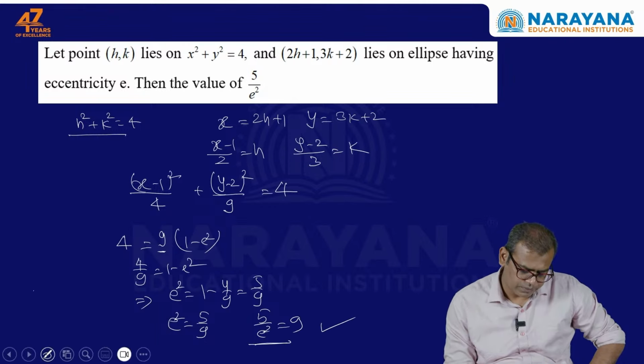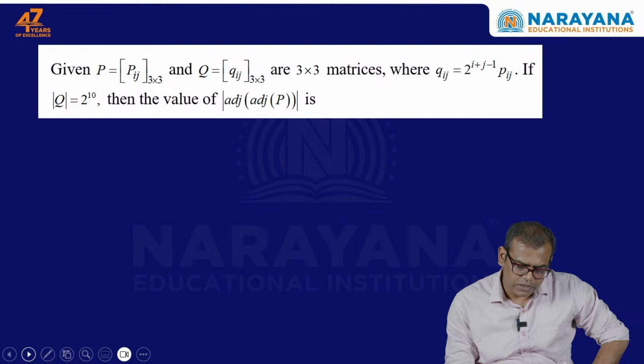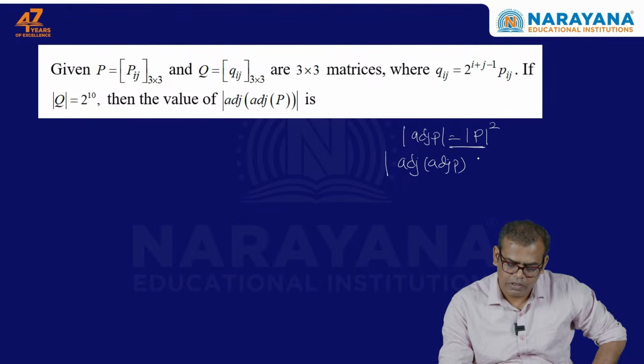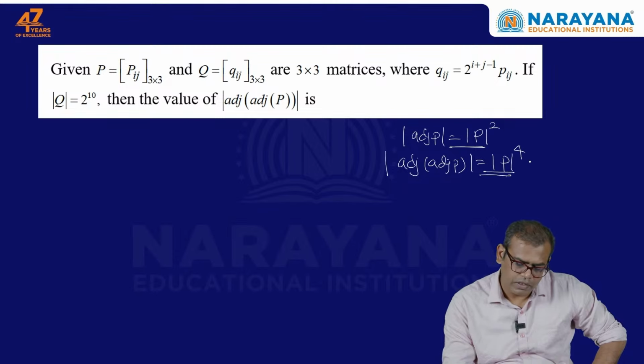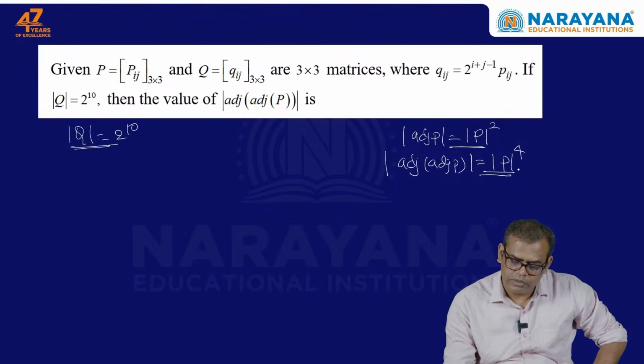Now the next question. This is a very popular concept. Do you know this one? It is one result we know: determinant of adjoint of P is determinant of P to the power of the order of the matrix minus 1, so with order 3, it is determinant of P squared. And again, if you take the determinant of the adjoint of that, it will come to determinant of P to the power 4. And the given information is determinant of Q is 2 to the power 10. So try to establish the relation between determinant of P and determinant of Q.